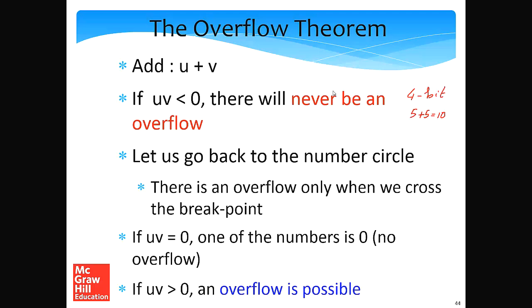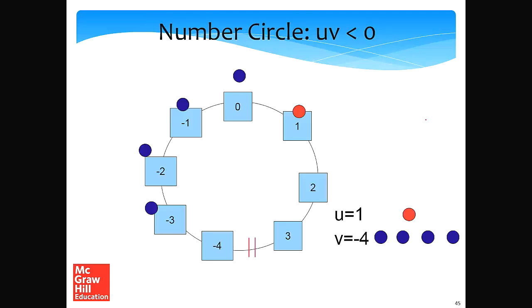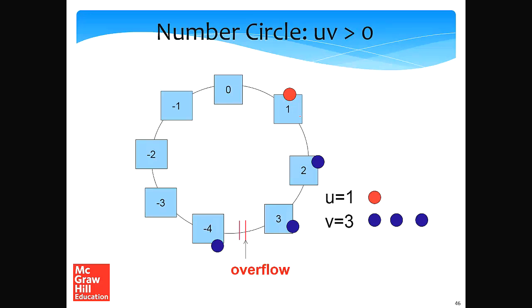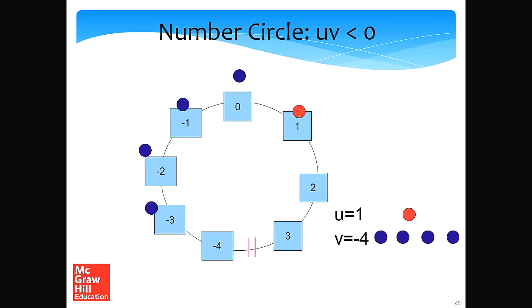If uv is greater than 0, an overflow is possible. We just saw an example of this where we are adding 5 and 5, or adding minus 5 and minus 5. Now, if uv is less than 0, let's see what will happen. Let's say that we want to add 1 and minus 4. We start at 1 and we count 4 positions in the anti-clockwise direction. We can clearly see that we are not crossing the breakpoint, so there is no overflow. This is the breakpoint.